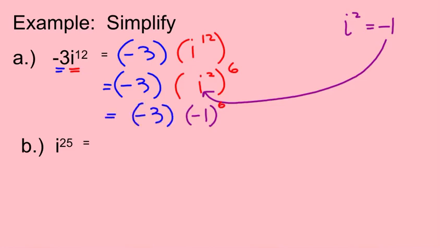Now we do our PEMDAS with our exponent. -1 times -1 times -1 times -1. Continue on to the 6th power. A negative raised to the 6th power will always become a +1. And then we have that -3 out in front. -3 times +1 is -3.